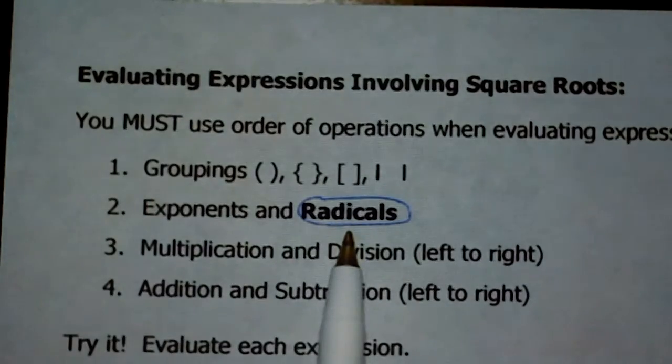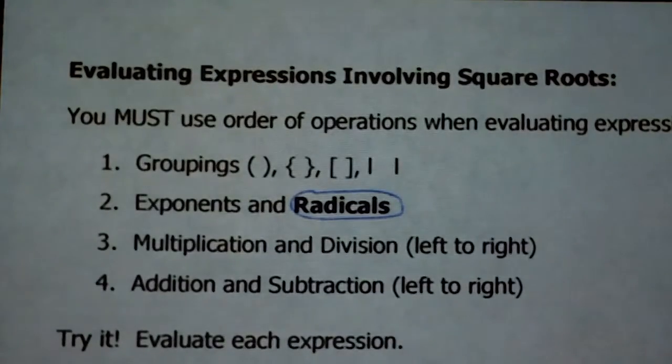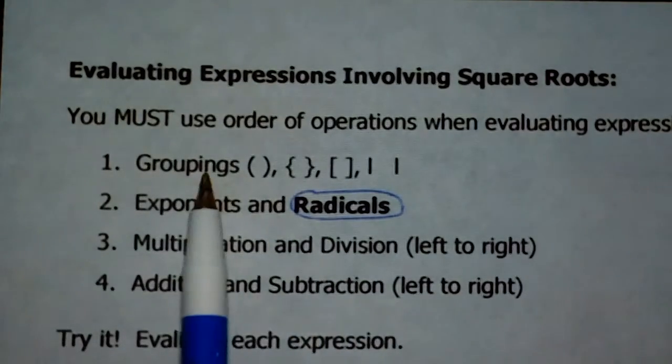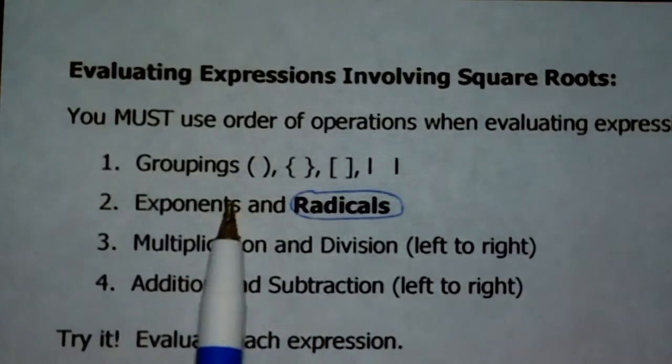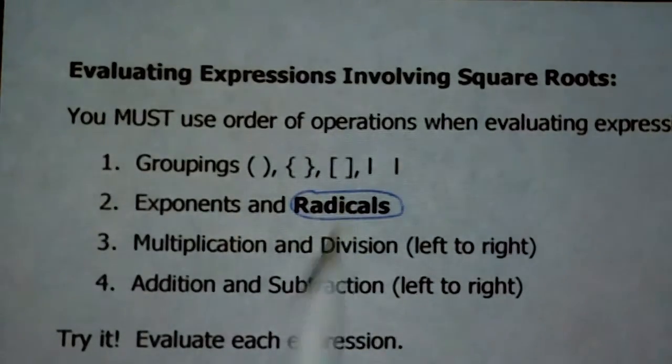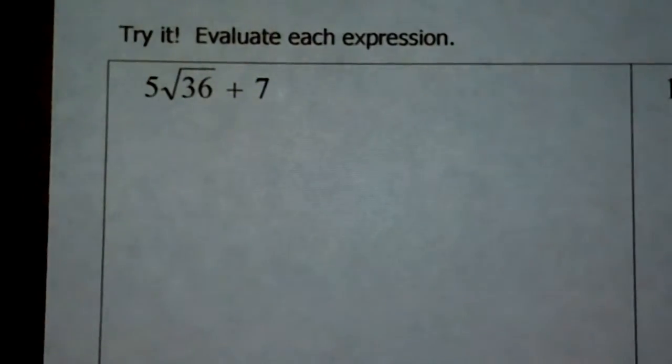So whenever you see something underneath that radical sign, I'm asking you to take the square root of it, and that happens second. The first thing is still the groupings, whatever's inside any of those symbols. Then exponents and radicals happen from left to right. Multiplication and division left to right, addition and subtraction from left to right. So let's try it. We're going to evaluate each expression, and just a reminder to please write down all of the steps along with us.